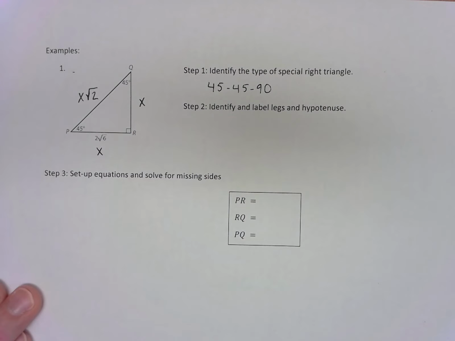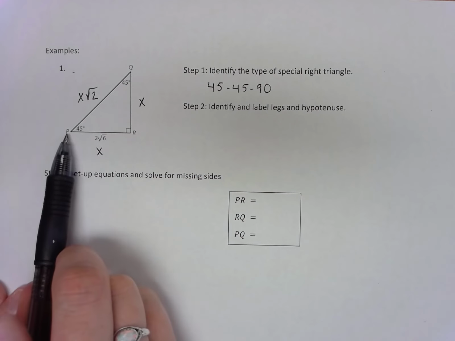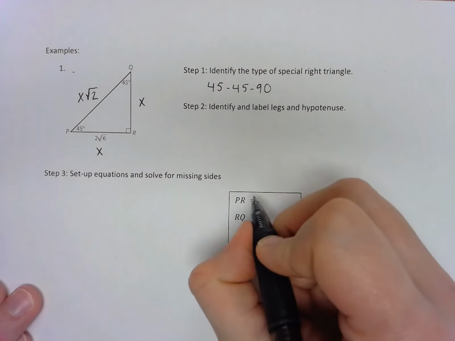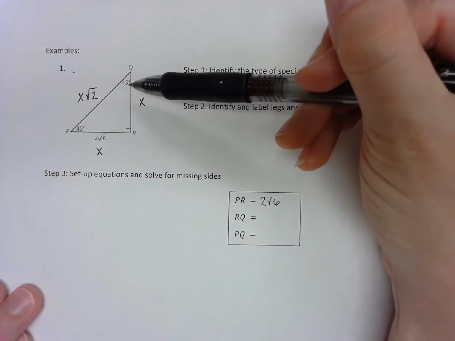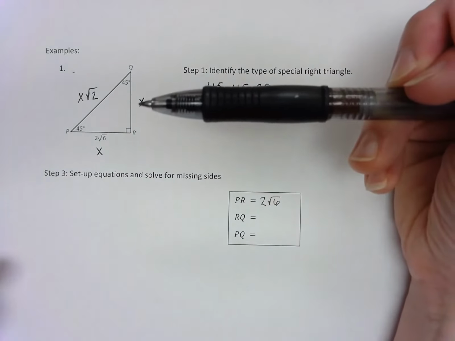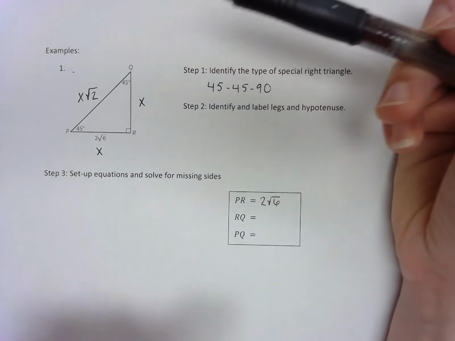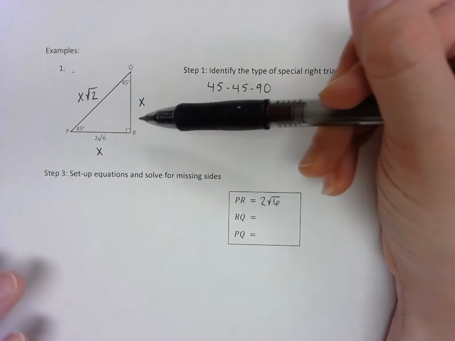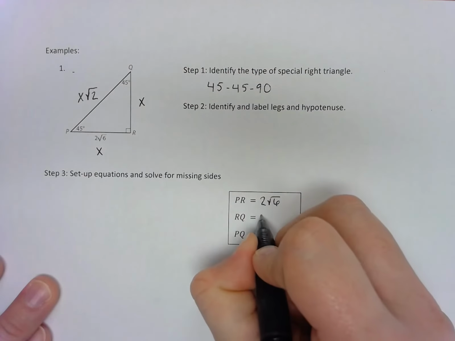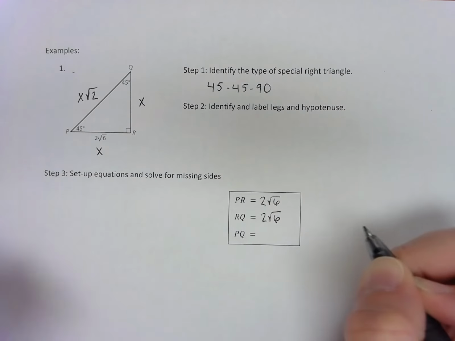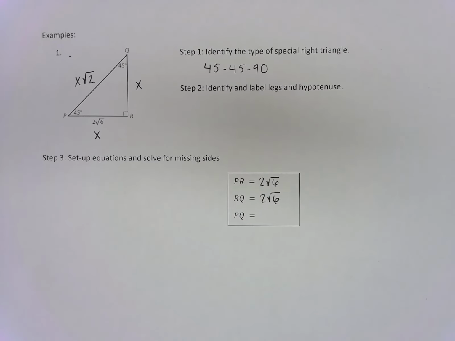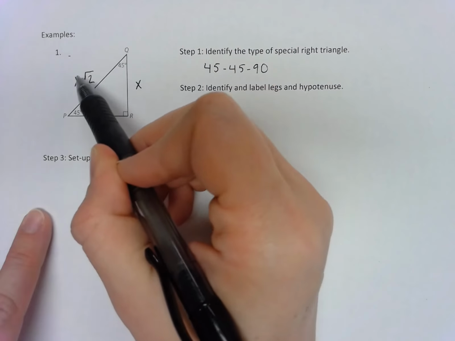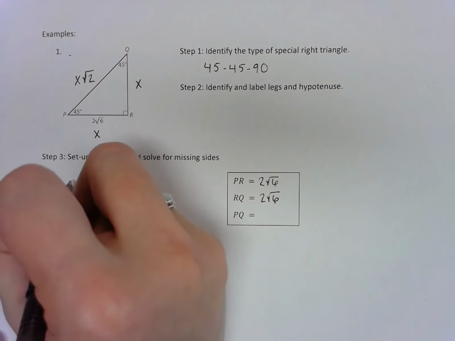So now let's solve for the missing sides, where the given side is PR, that's 2 to the square root of 6. The other leg, QR, or you can also call it RQ, will also be 2 to the square root of 6, because it is the other leg of this triangle and they are going to be equivalent for 45-45-90s. So the side PQ is x, the square root of 2.